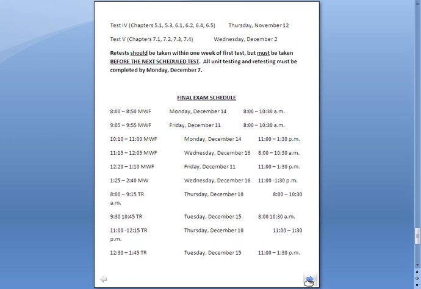Then here's our final exam schedule. If you're in the 8 o'clock class, then our final exam is going to be on Monday, December 14th from 8 to 10:30. If you're in the 9:05 class, then our final exam is going to be on Friday, December 11th from 8 to 10:30. You need to bring a Scantron to the final exam.